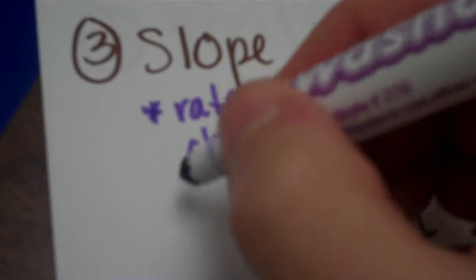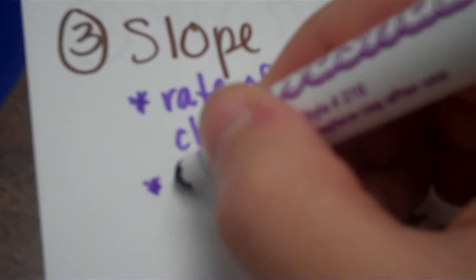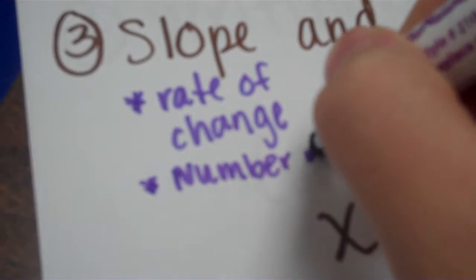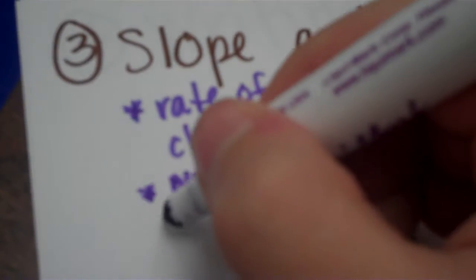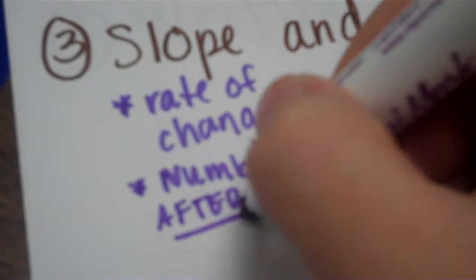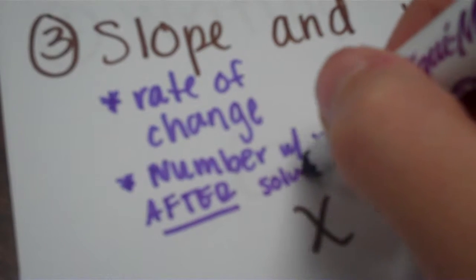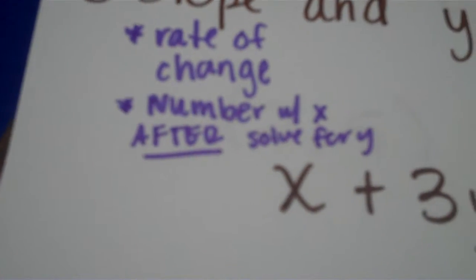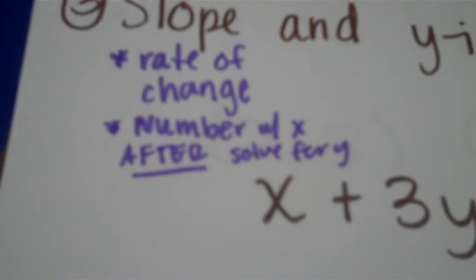Okay? Most importantly, slope is the number with x after, keyword after, you solve for y. Okay? Rate of change, and it's the number with x after you solve for y.